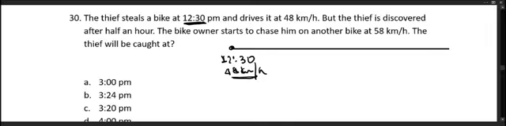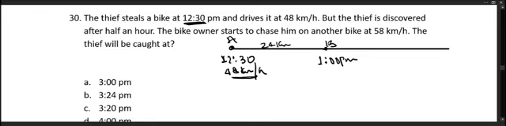But the thief is discovered after half an hour. So he's moving with the speed of 48 km per hour. That means he is covering 48 km in 1 hour. Then the distance covered by him in half an hour will be 48 by 2, that is 24 km. And at 1 p.m.